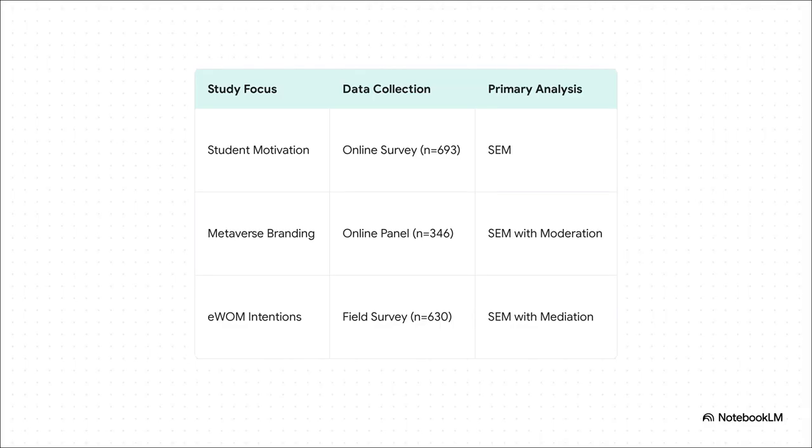And what's really wild here is just how flexible this blueprint is. I mean, you see it used to survey almost 700 students about motivation, then turn around and poll a different group about virtual branding, and then do a field survey on word of mouth. The topics couldn't be more different, but that core architecture, survey and SEM, is exactly the same. That just goes to show you how powerful it is for testing a theory.